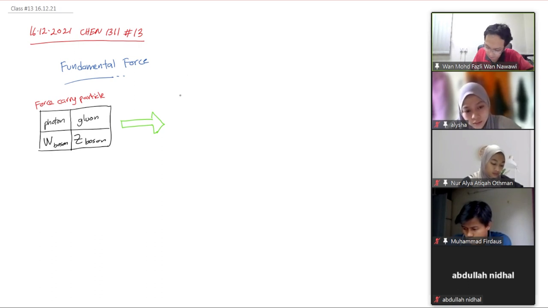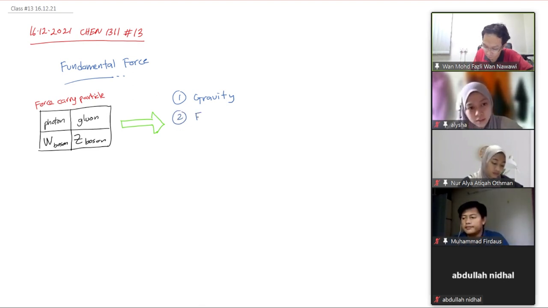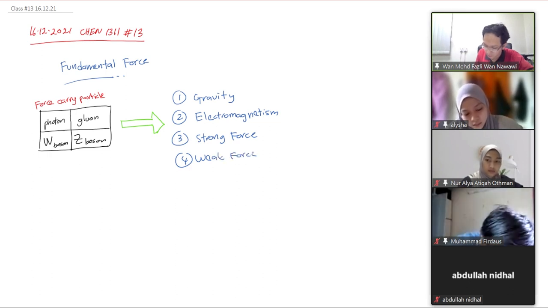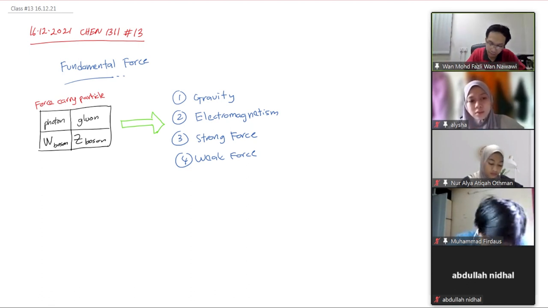They are gravity, which is the one that you are most familiar with. The second force that you are most familiar with is electromagnetism. And then you have the strong force, and also the weak force. In general, gravity is basically what holds you on Earth and so on.